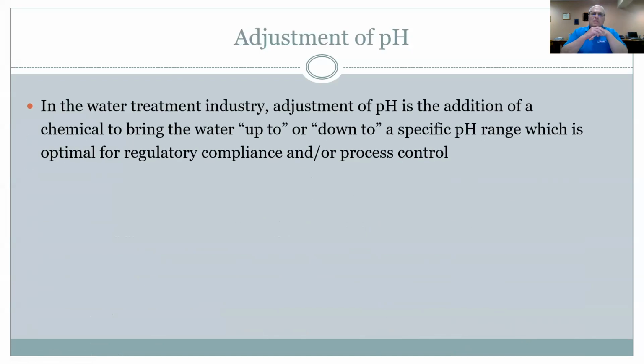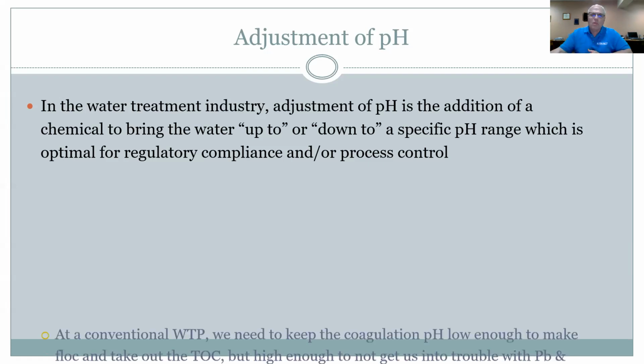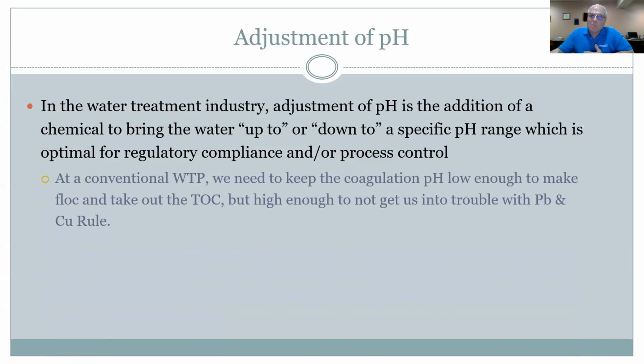In the water treatment industry, adjustment of pH is usually accomplished by addition of a chemical to bring the water up or down to a specified pH range, which is optimal for regulatory compliance and also process control. For example, at a conventional water treatment plant, we need to keep the coagulation pH low enough to make floc and to take out TOC, but we need to keep it high enough to not get us in trouble with lead and copper. So that's a balancing act. Sometimes we might add an acid, sometimes we might add caustic as a base, depending on which way we've got to go.